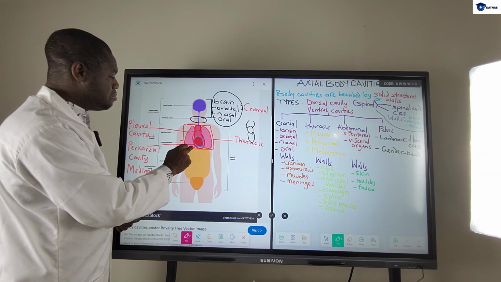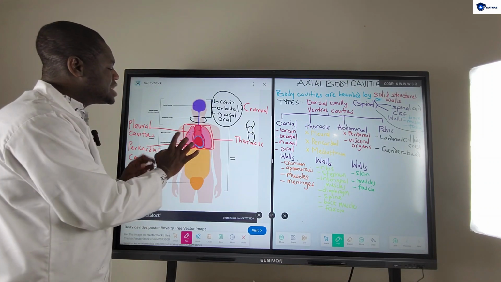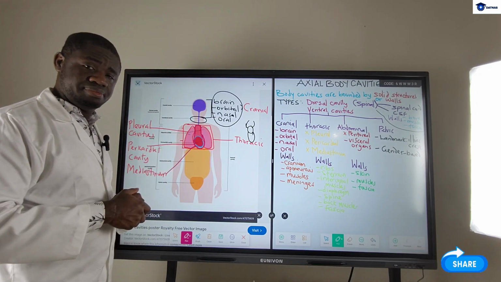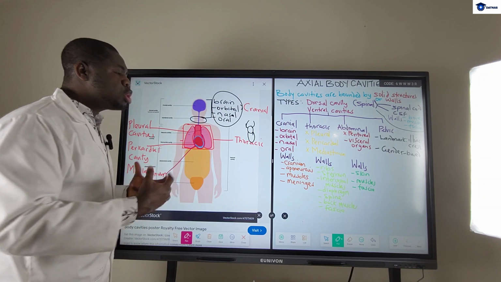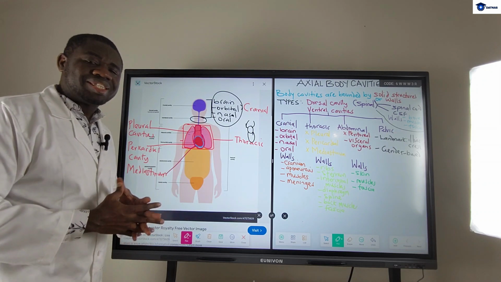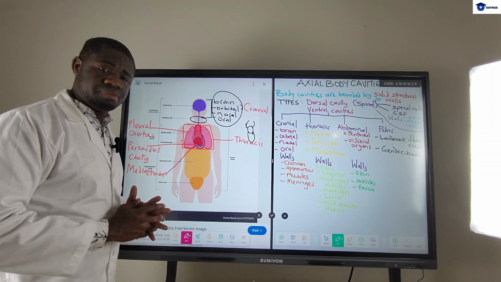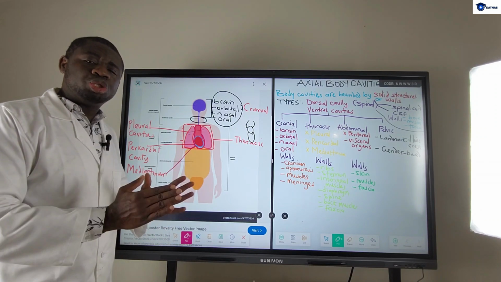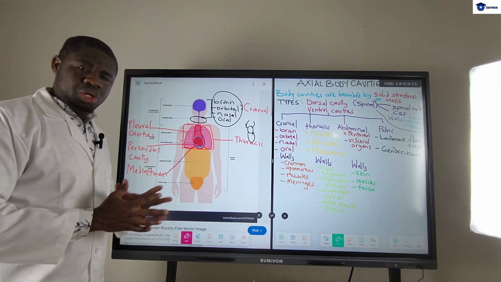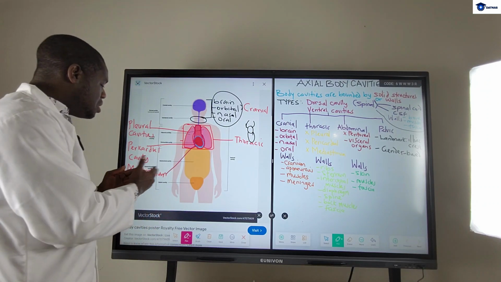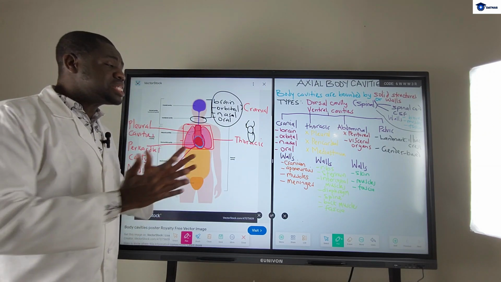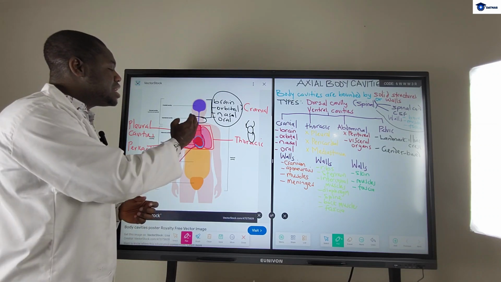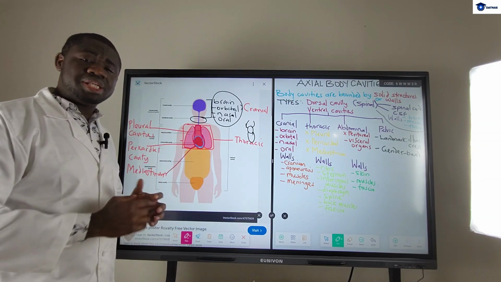So this mediastinum separates the two lungs into right and left lungs. It also contains structures that are in the middle part of the chest. Can you tell me the structures that you can find in the middle portion of the chest? Don't forget that mediastinum is the middle portion of the thoracic cavity. So what structures do you think you can find in the middle portion of the thoracic cavity?